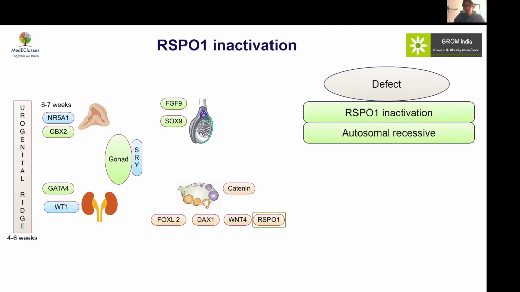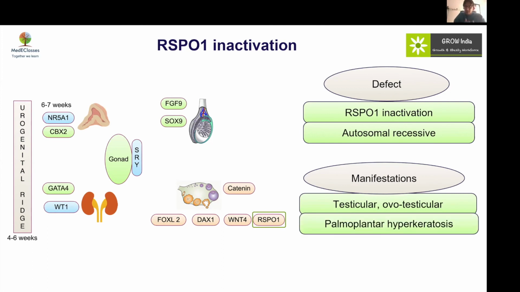R-spondin1 is one of the most distal genes in ovarian development, and we know that R-spondin1 inactivating mutation will again lead to defective ovarian development, leading to decreased estrogen production and virilization of the female fetus. The typical phenotypic appearance is either testicular or ovotesticular DSD along with palmoplantar hyperkeratosis.